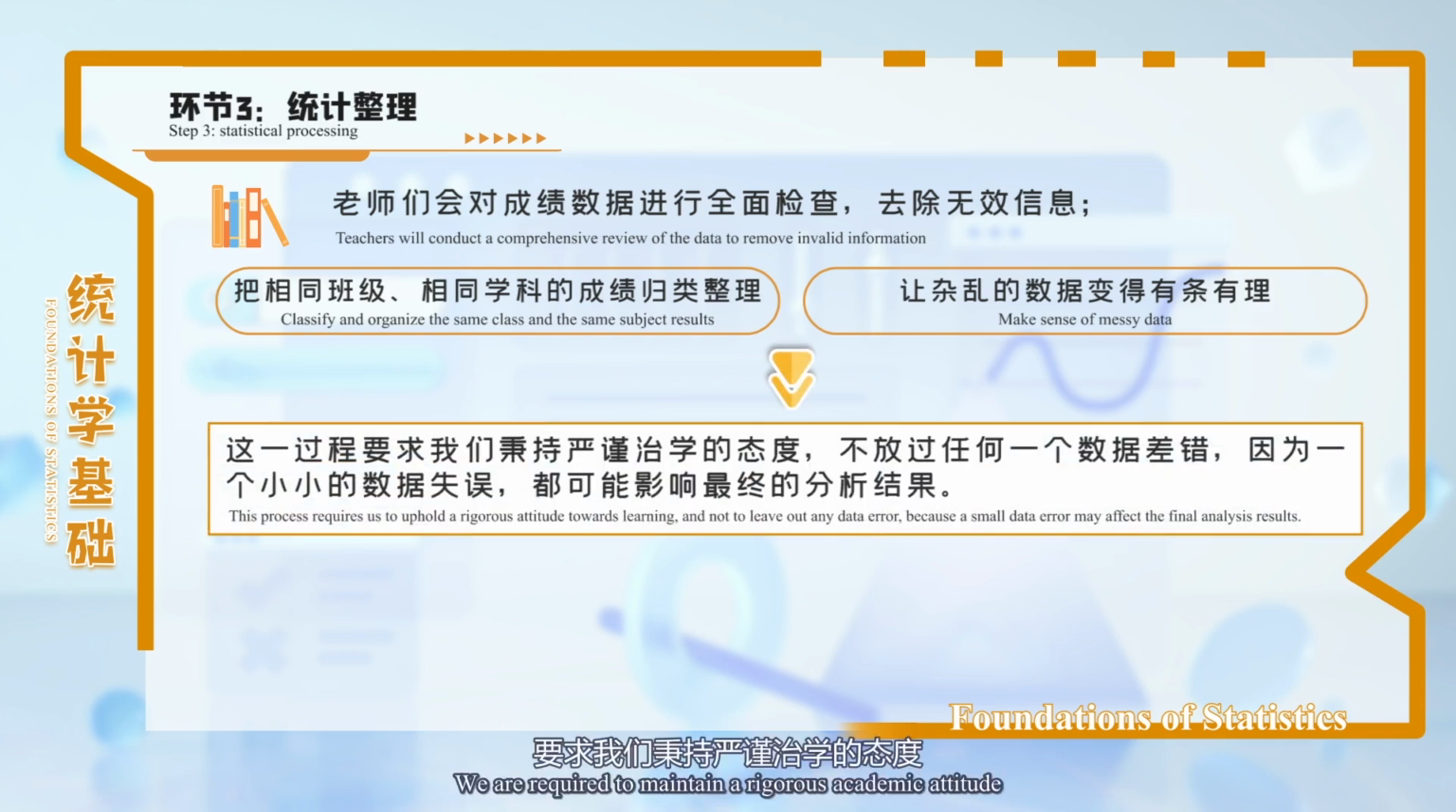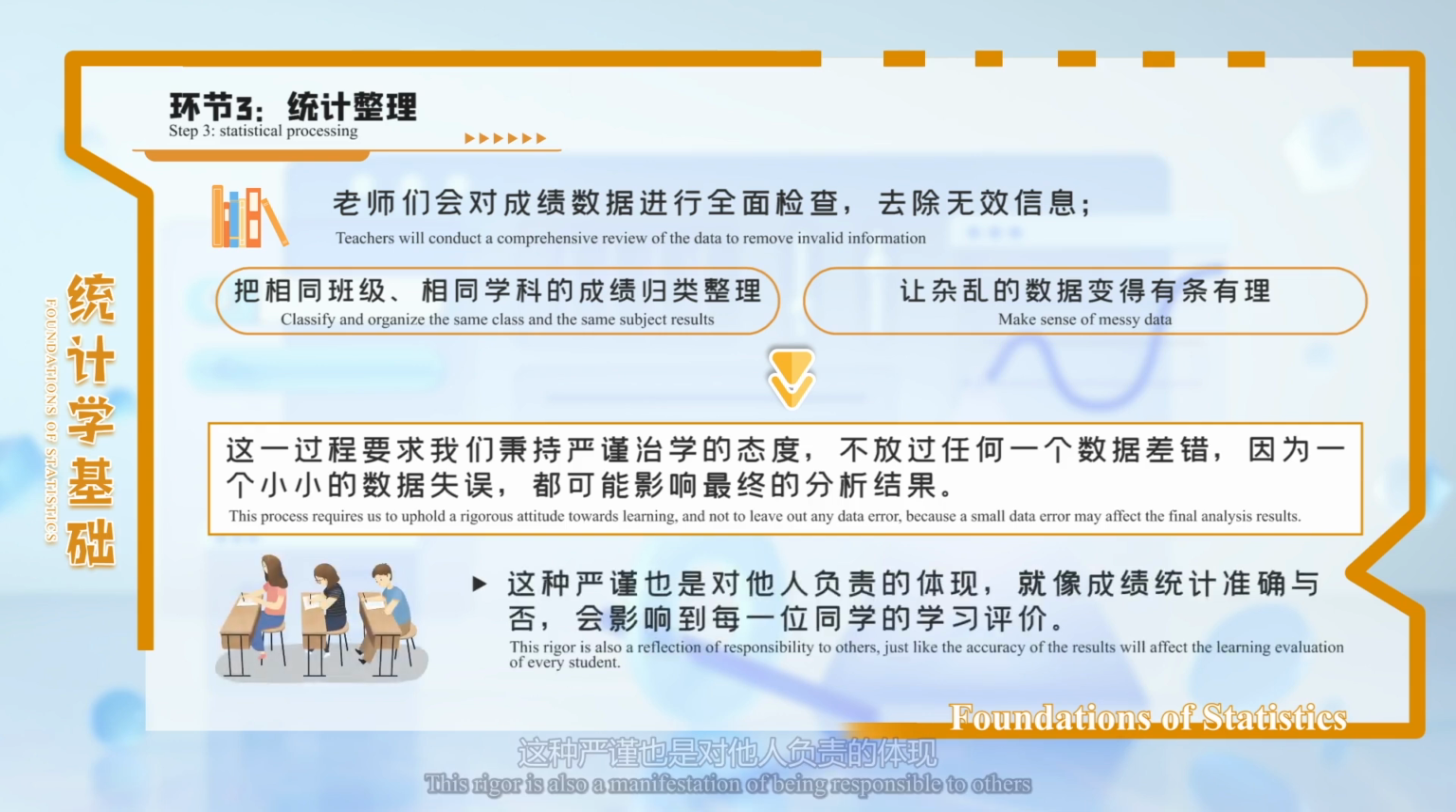In this process, we are required to maintain a rigorous academic attitude and not miss any data error. A small data error may affect the final analysis results. In the future, no matter whether you work in statistics or other professions, a rigorous and meticulous work style is indispensable. At the same time, this rigor is also a manifestation of being responsible to others. Whether the statistics are accurate or not will affect the learning evaluation of every student.